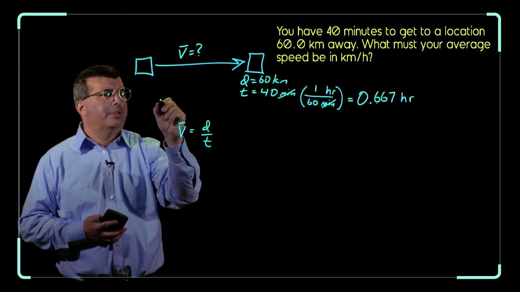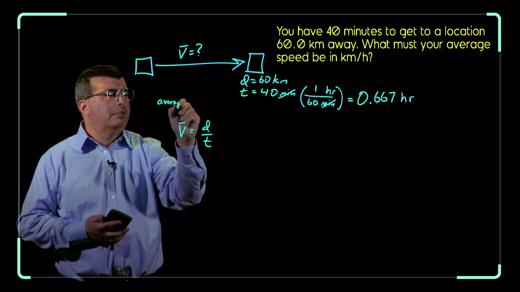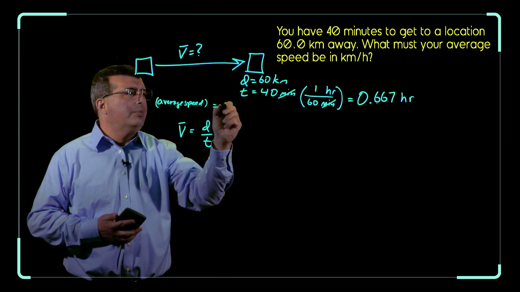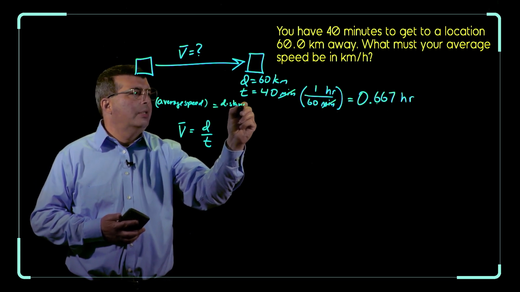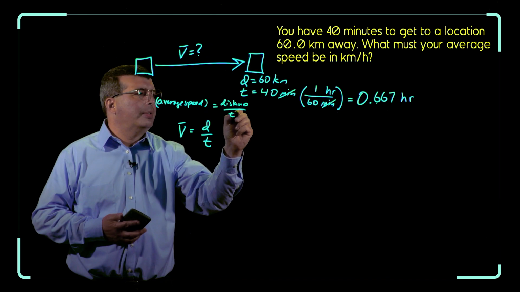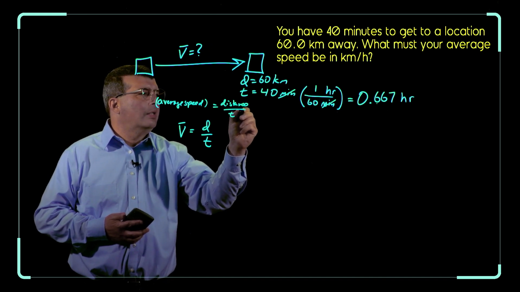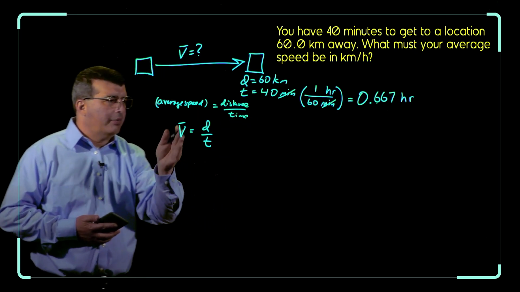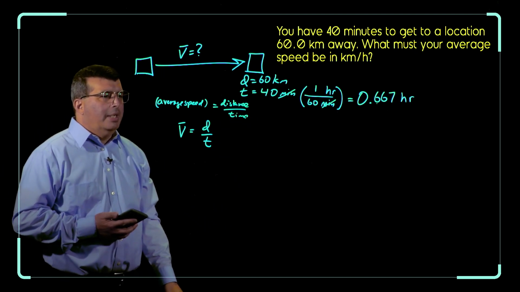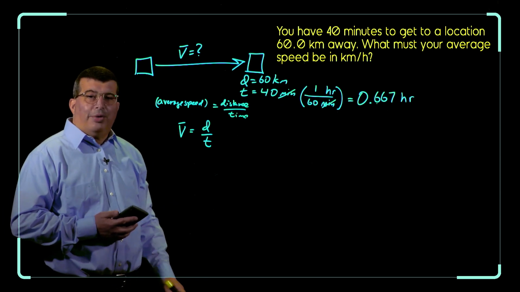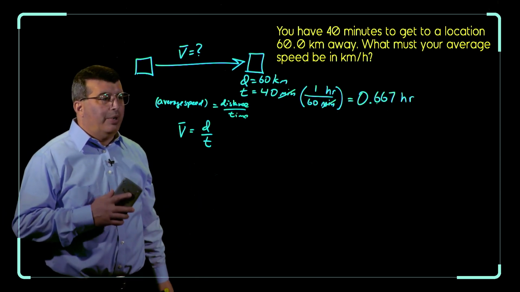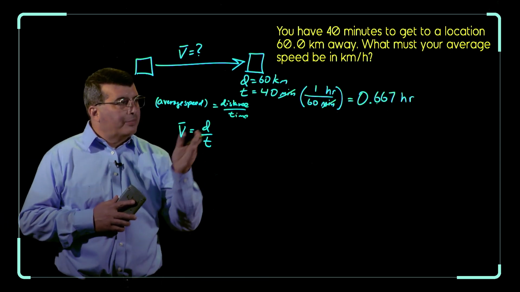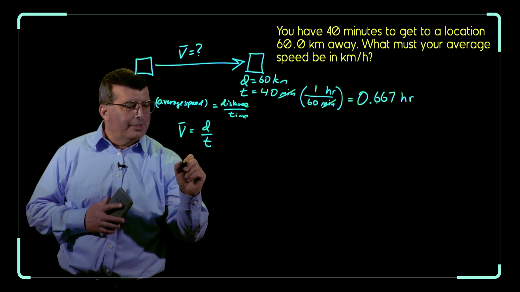Average speed equals distance over time. Okay, average speed is distance over time. And actually, we already have the thing we're looking for, so we don't have to rearrange the equation at all. So all we have to do now is put our measurements in and then calculate.